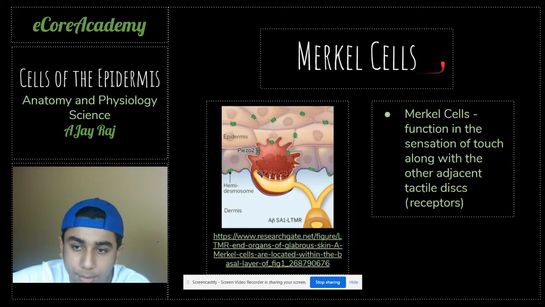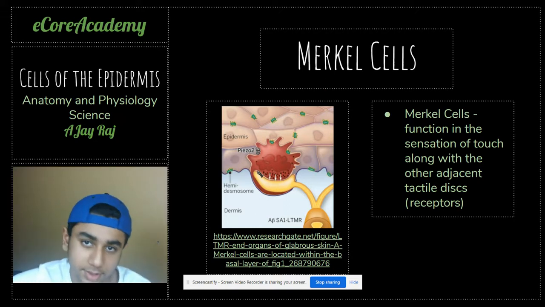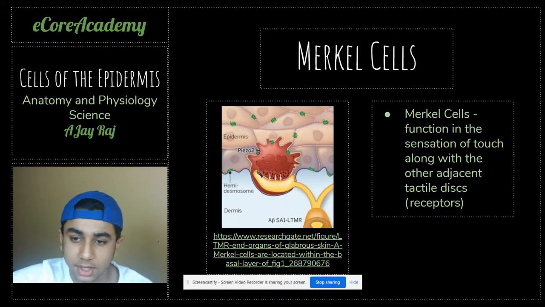And then finally, we have our Merkel cells. Merkel cells are not necessarily part of the immune system. However, it's a part of the immune system connecting with the central nervous system. So this has to do with the sensation of touch. Merkel cells, by definition, function in the sensation of touch along with other adjacent tactile discs or receptors.